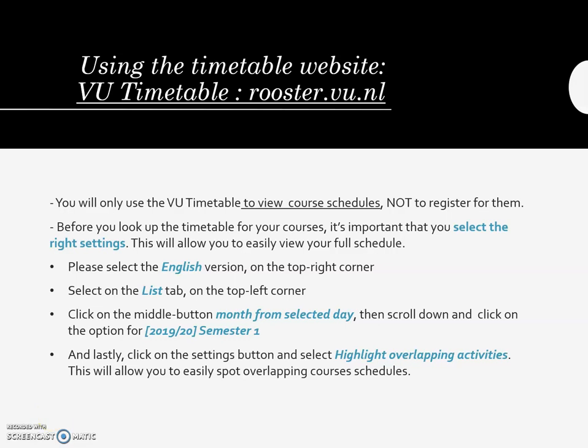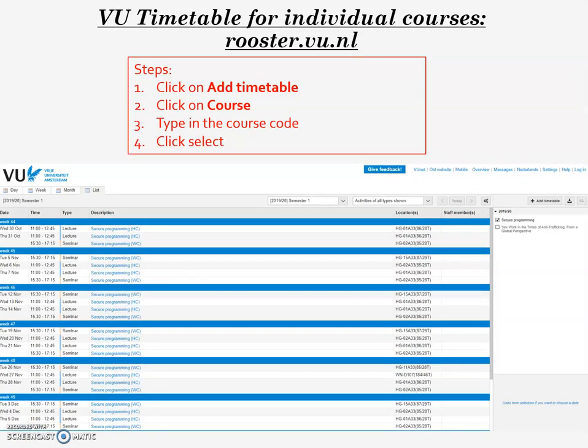It is also good to know that attendance will be a huge part of your grade, so missing a lecture for one course for a lecture of another course every week will not be an option. You can see here I've selected List. I've also selected 2019-2020 semester 1, and in the settings I've selected Highlight Overlapping Activities.